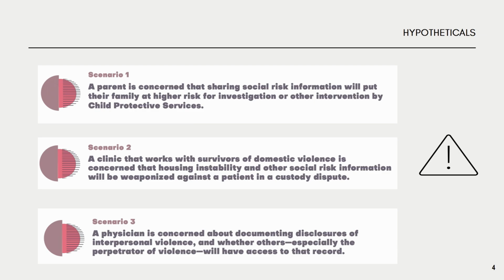Our second scenario is that a clinic that works with survivors of domestic violence is concerned that housing instability or other social risk information will be weaponized against a patient experiencing domestic violence in a custody dispute, right? So if I say that I'm housing insecure, is that going to make me an unfit parent in a custody dispute, and the person who is abusing me is able to really leverage that or weaponize that against me?